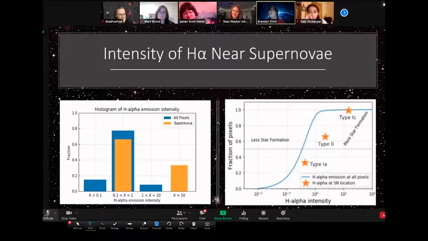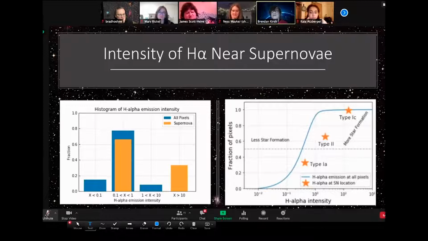out of our sample size of three here, each supernova met our expectations, because type 1A is typically the least associated with star formation. And on our plot, we can see that it's the closest to the blue line, indicating that it's the closest to what we would expect. So it doesn't really have much higher star formation compared to any random region in the galaxy, right?